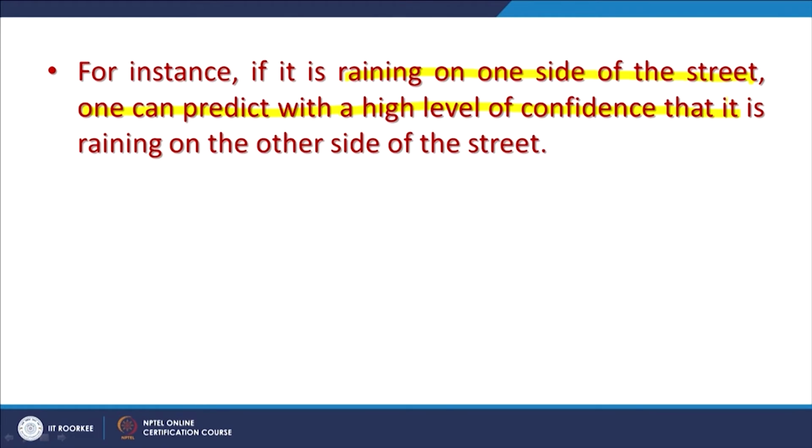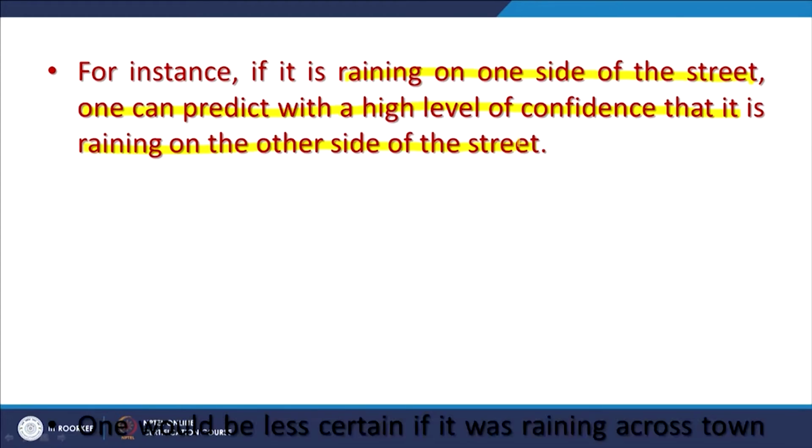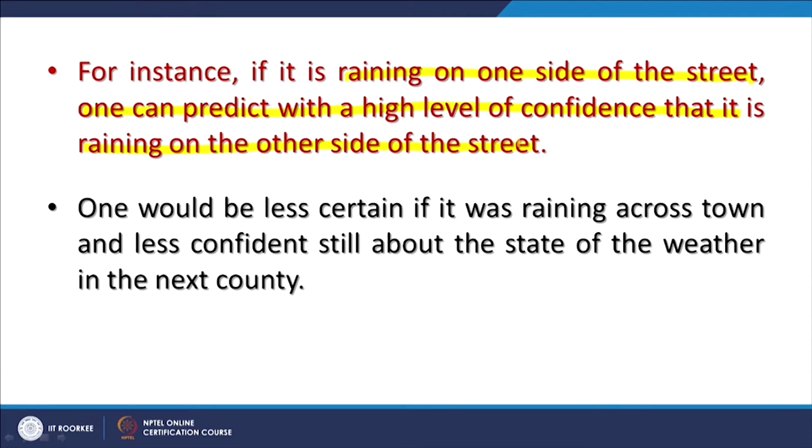This is very much possible, because there is not much distance from one side to another, and with a high level of confidence one can predict. But it is a little difficult to predict. If we predict, say, for one town, we cannot say even 10 kilometers beyond whether rainfall or similar weather conditions exist. For example, if it is raining in Delhi, that does not mean that it is also raining in Gurgaon or in Noida.